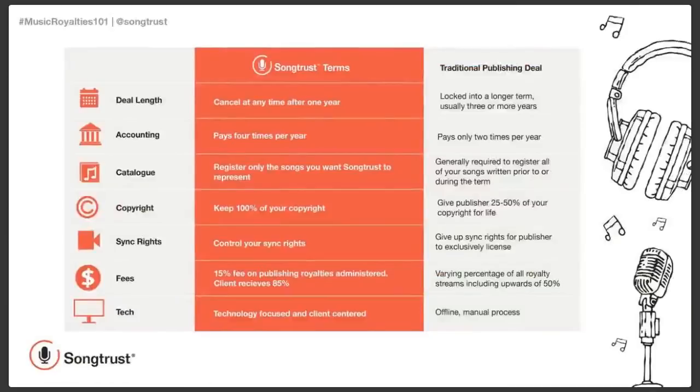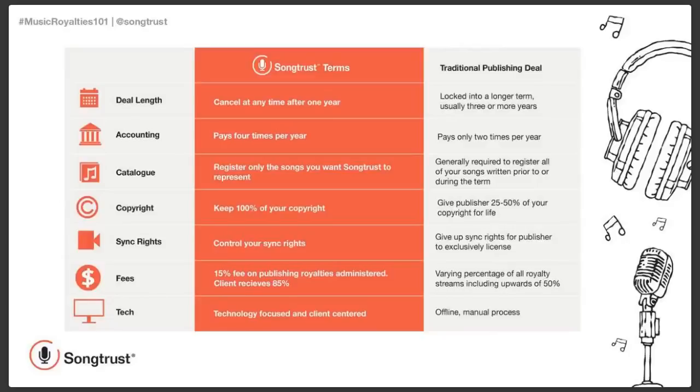Here's the diagram that compares our Songtrust terms to a traditional publishing deal's terms. For some of you that really have your heart set on getting a traditional publishing deal in the future, there's no reason that you shouldn't be collecting your royalties in the meantime and having them disappear into the black box. So just some highlights from this are that we only have a 1-year mandatory term and you can cancel anytime after that. You're able to keep 100% of your copyright and control your sync rights.